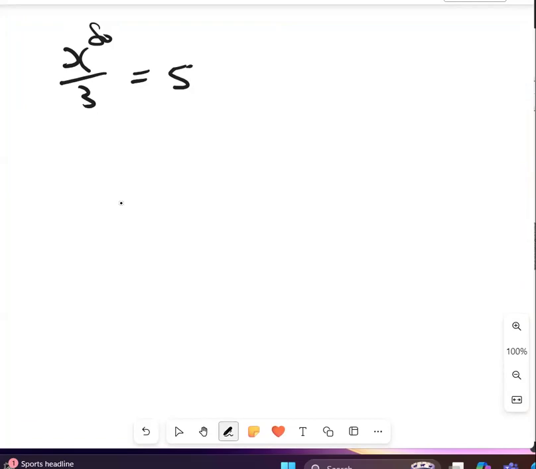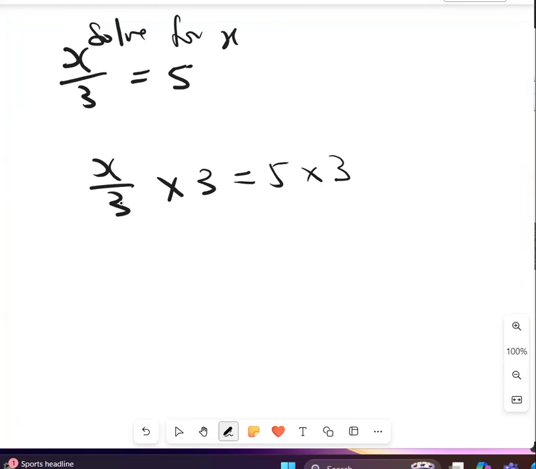You have to solve this. Solve for x. So here you have x over 3. You can multiply over here by 3, and you can multiply over here by 3. This 3 and that 3 will go, and you end up with x equals 15.